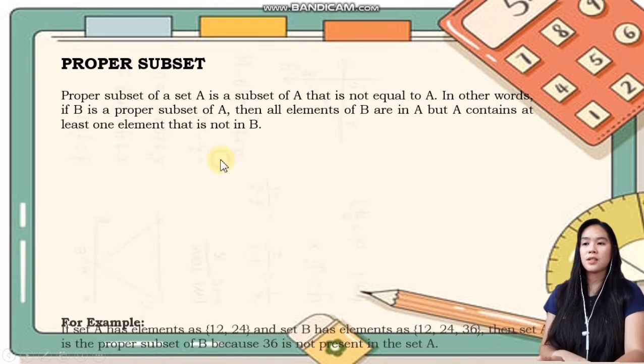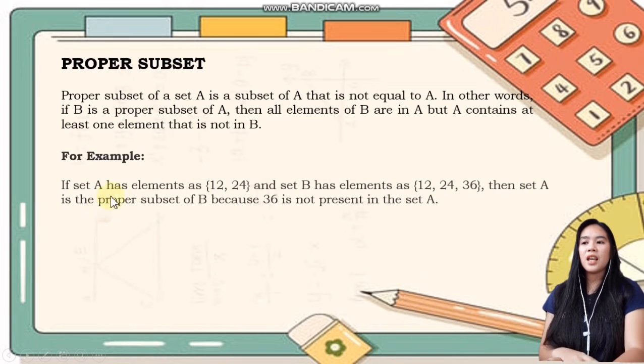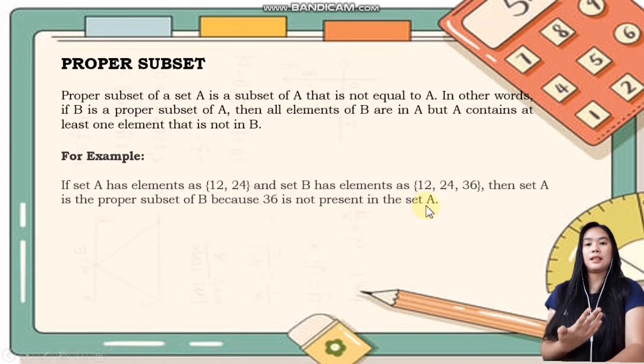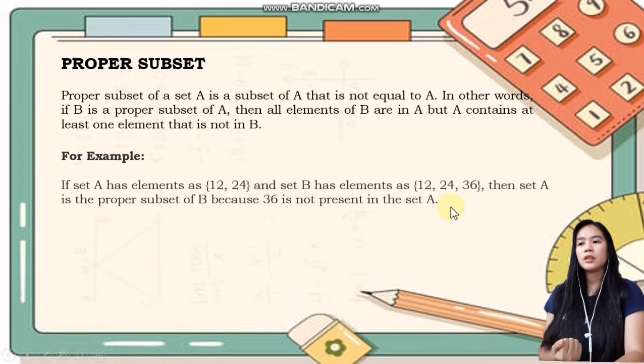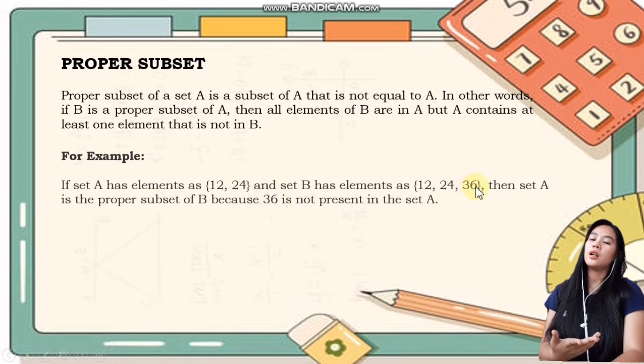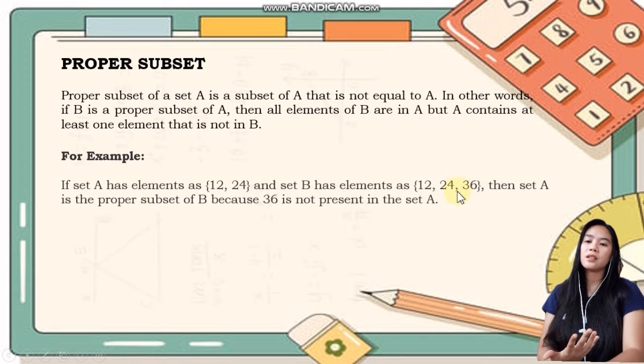So for example, if set A has elements as 12 and 24, and set B has elements as 12, 24, 36, then set A is the proper subset of B because 36 is not present in the set A. So, ayan, masasabi na proper subset of A ang B kasi hindi na-contain or wala sa set A itong isang element which is the 36.